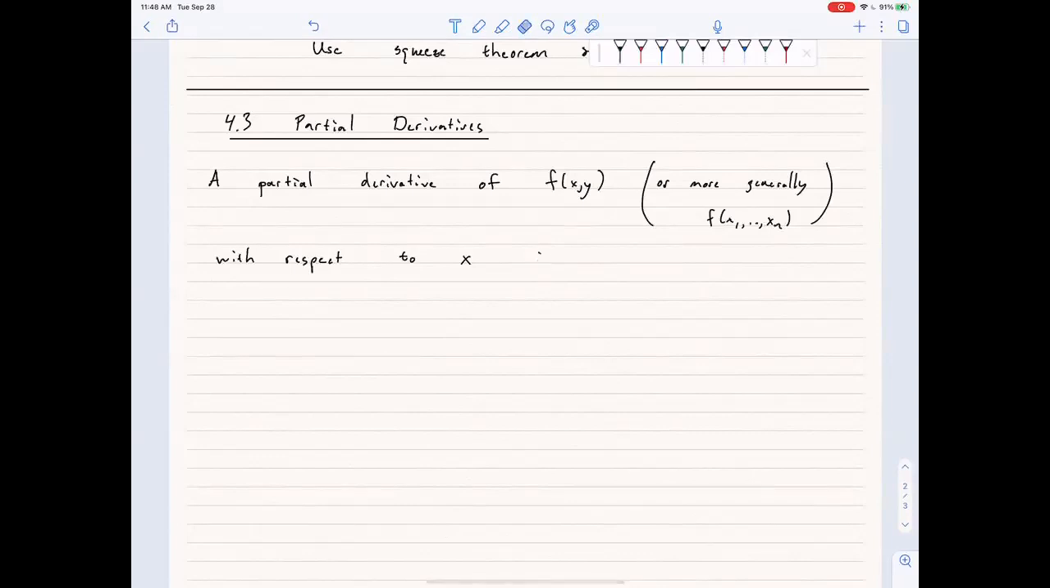I need it at a point, so it's just like a derivative. I need it at a point with respect to x at (a, b). It is the following limit. Take the limit as h approaches zero of f of (a plus h, b) minus f of (a, b), all over h.